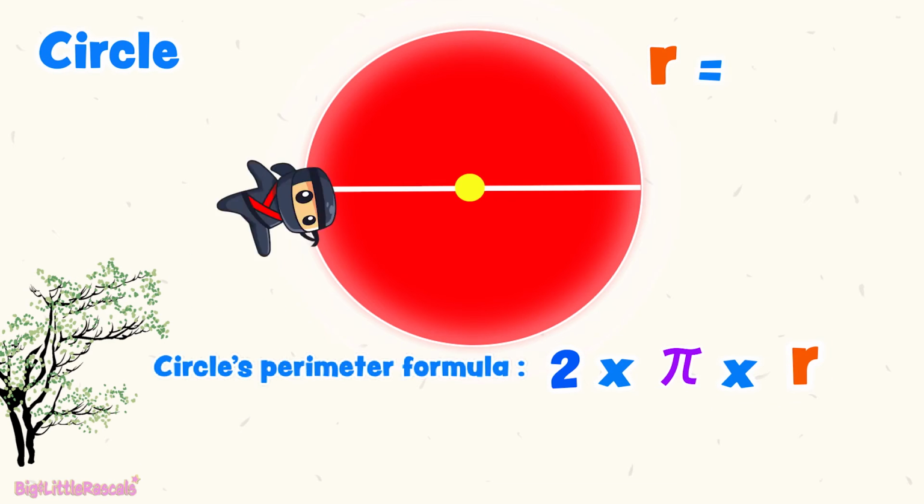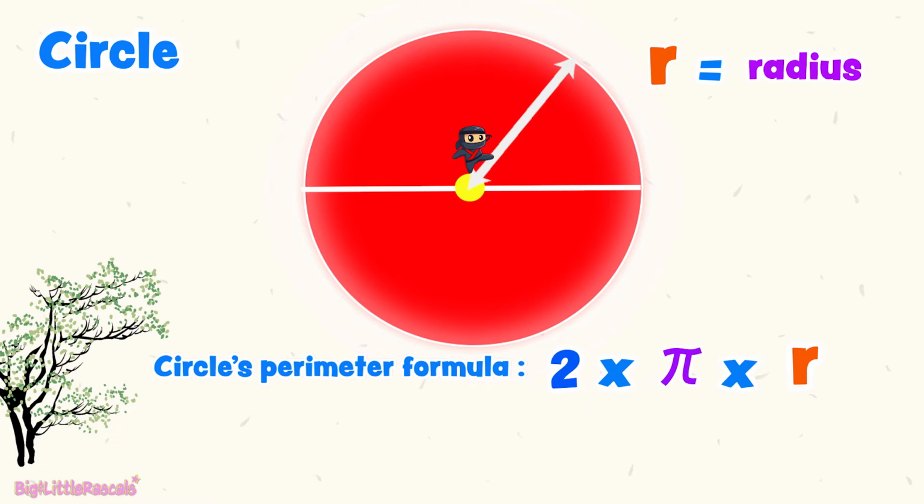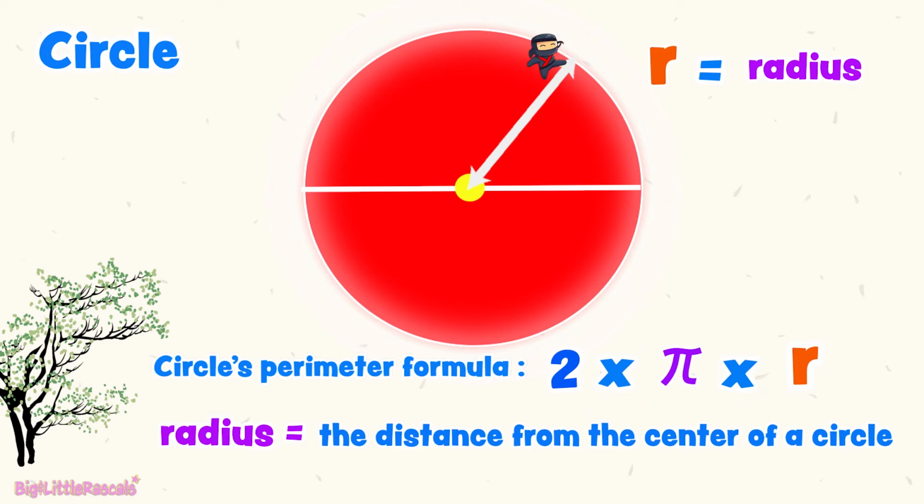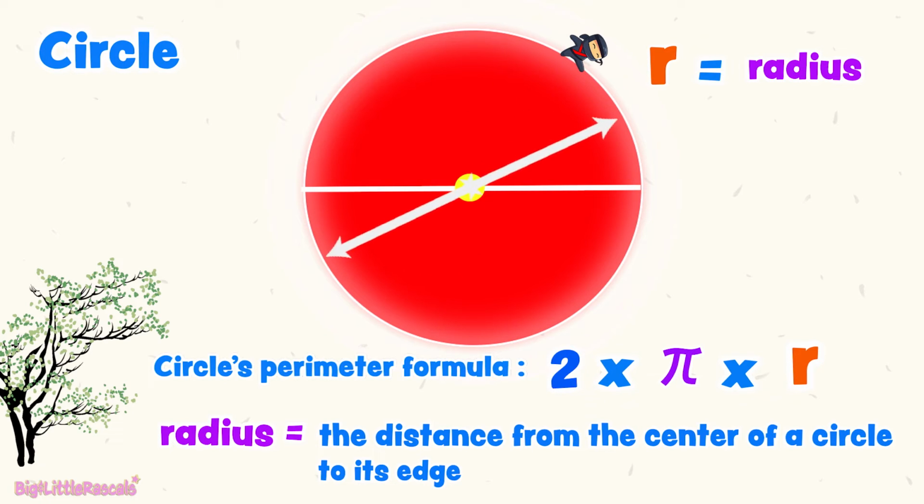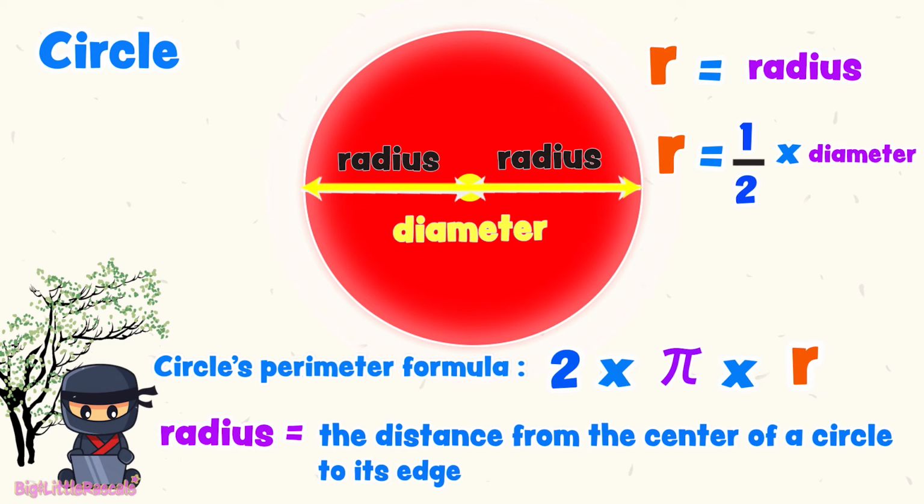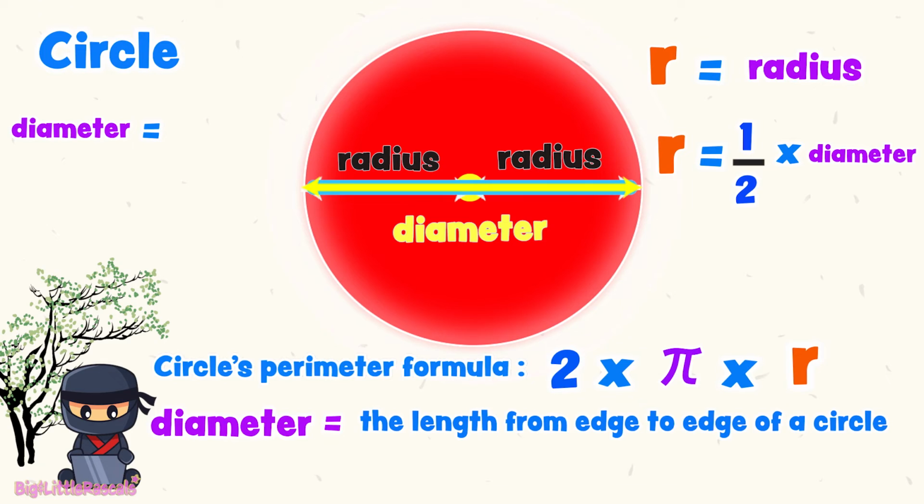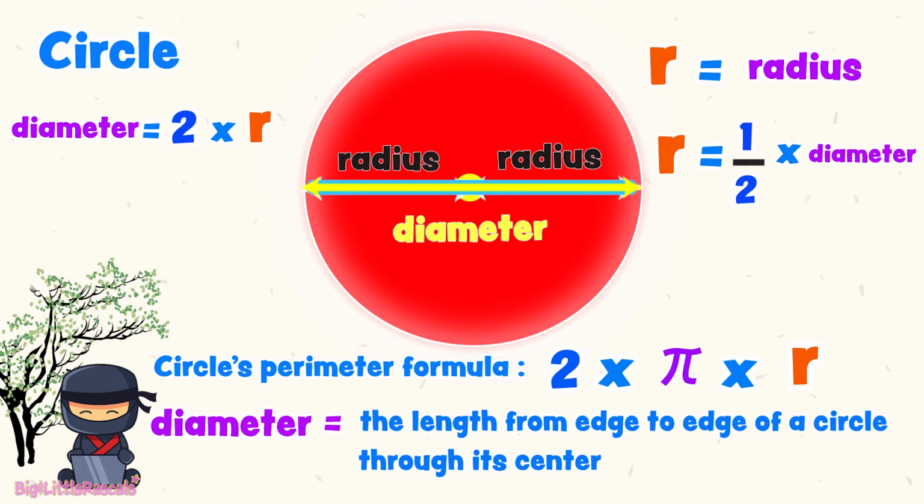R in the formula means radius. See the circle? The radius is the distance from the center of a circle to its edge. Radius is half the length of the circle's diameter. Diameter is the length from edge to edge of a circle through its center. 2 times the circle's radius length is equal to the circle's diameter.